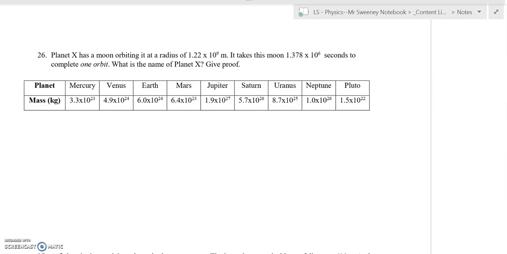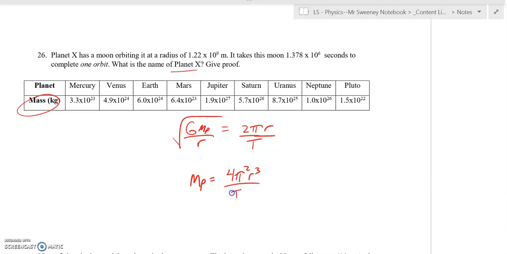Number 26, very similar to a problem we just did. It gives you the period and the radius, and it wants to know which planet, so we're identifying it based on its mass. So again, the orbital velocity is the square root of G times the mass of the planet over r, and also equals 2 pi r over period. By setting those equal to each other, we can isolate the mass of the planet. It's going to be equal to 4 pi squared r cubed over T squared G.